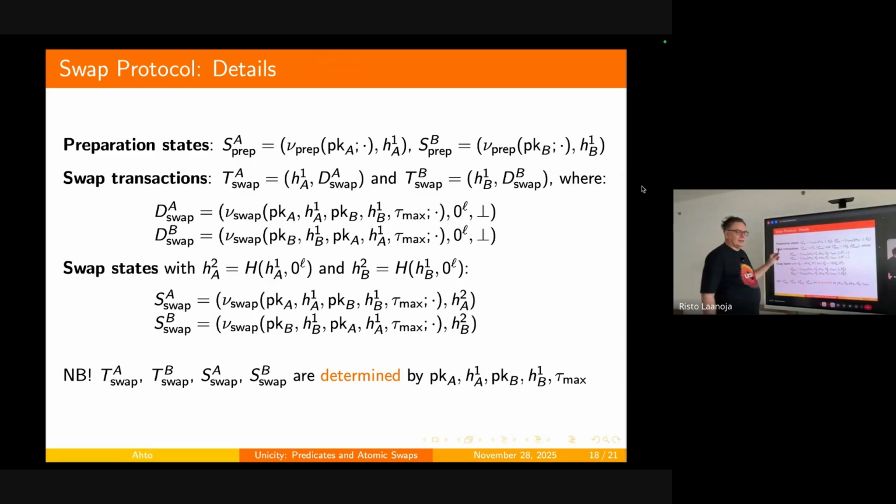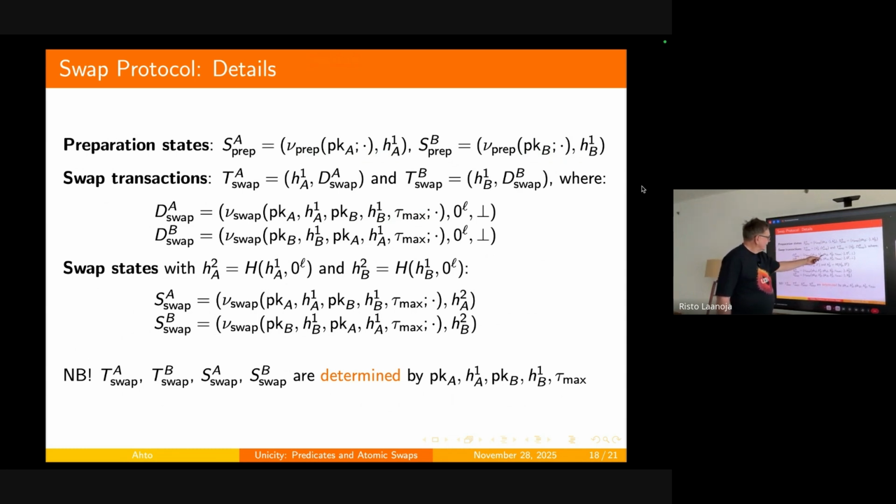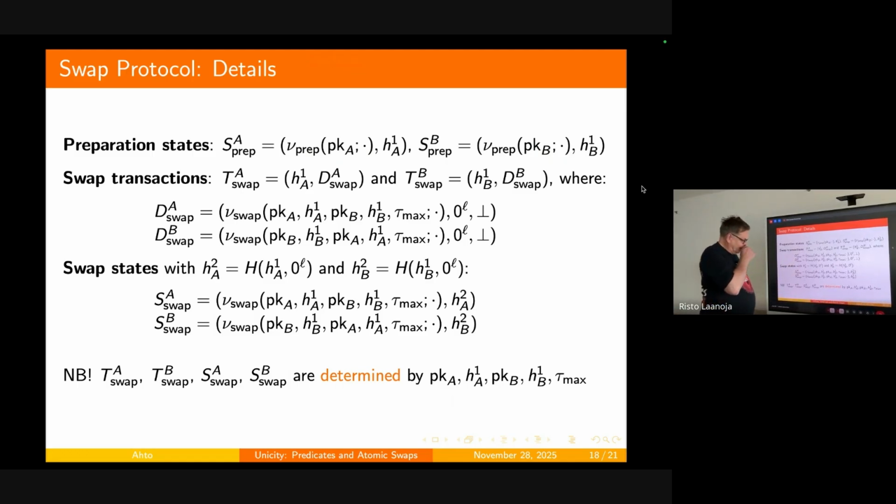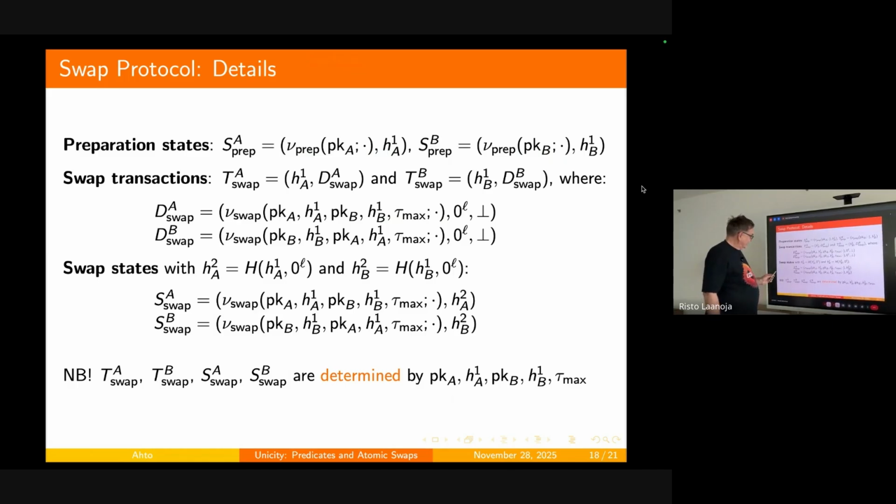And the data part is kind of special. For A, it contains the swap predicate with such arguments, including the timeout. And it has no mask. The mask is a constant, it's 0, and there is no additional information. This is because this should be deterministic in this protocol. We'll see it later.